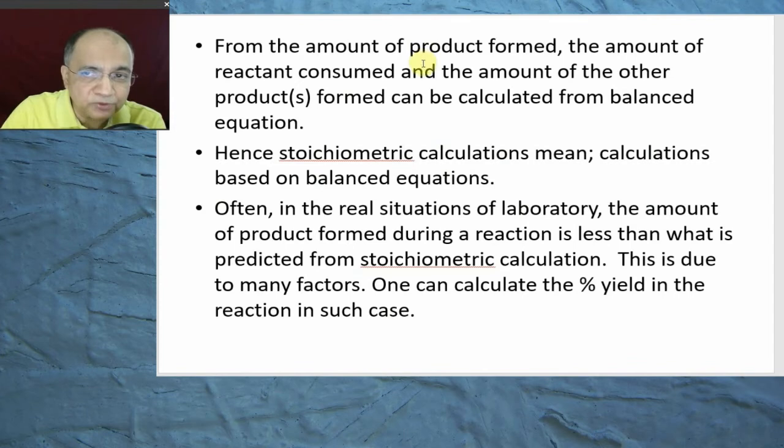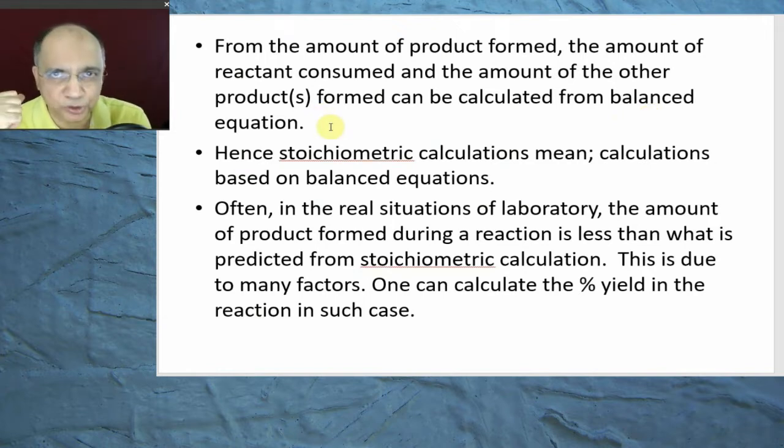From the amount of product formed, the amount of reactant consumed and the amount of other product formed can be calculated from the balanced equation. And that is what is reaction stoichiometry. Write the equation, balance it perfectly well, and then establish a relationship between reactant-reactant, reactant-product, product-product, and whatnot, just looking at the balanced equation. That is nothing but the reaction stoichiometry.